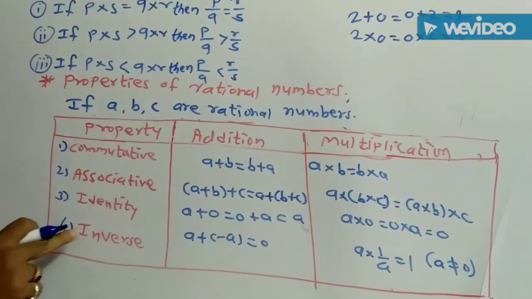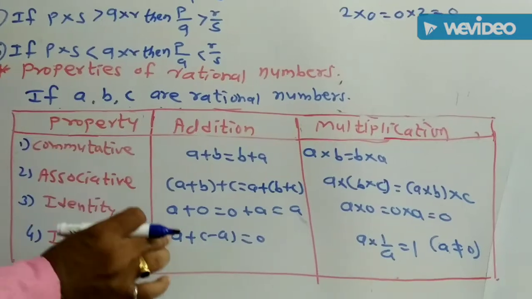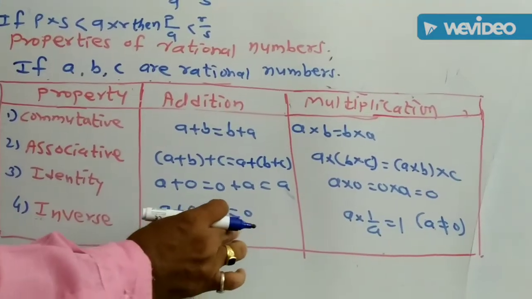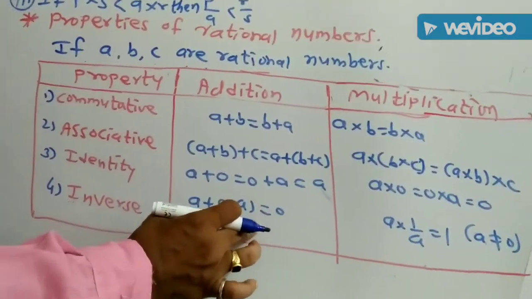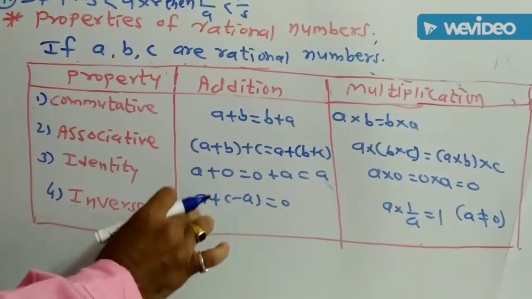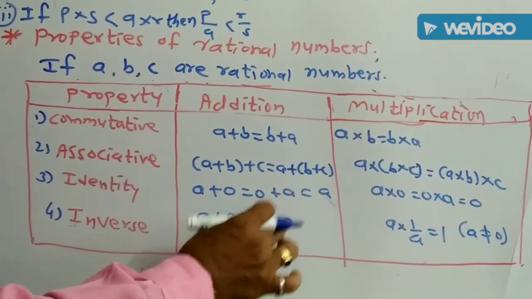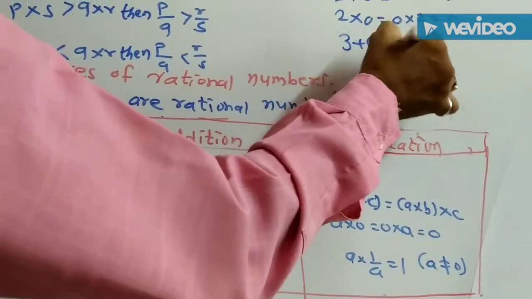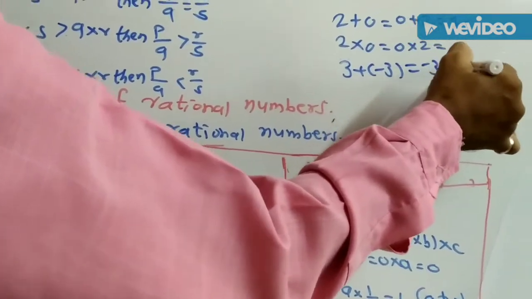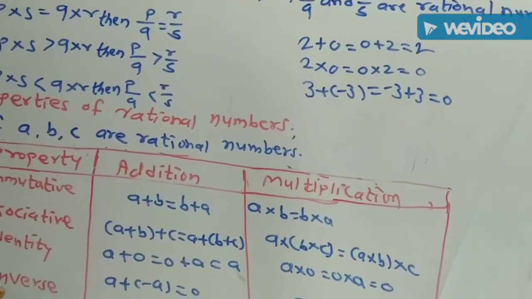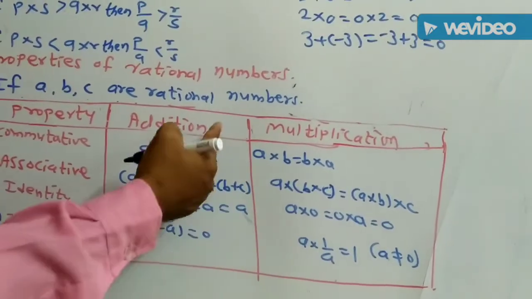Then inverse: a plus, in bracket, minus a is equal to 0. This is the addition property. Addition of the same number with a different sign is always 0. For example, 3 plus minus 3, or minus 3 plus 3, the answer is always 0. That is the inverse property for addition.